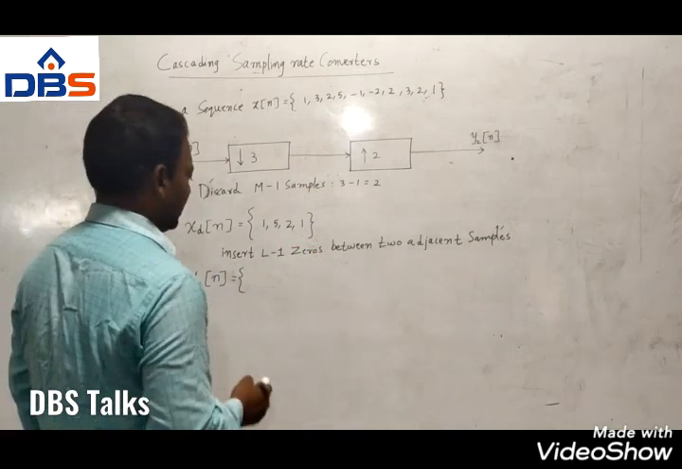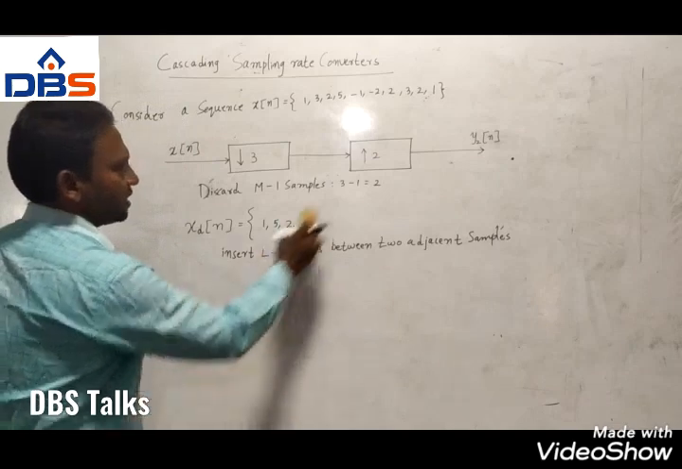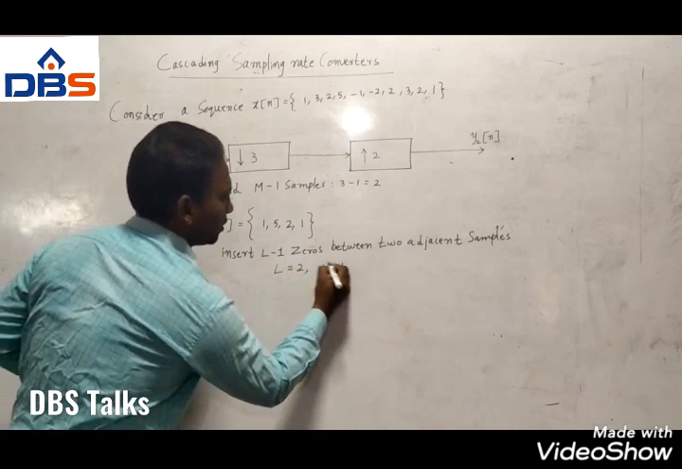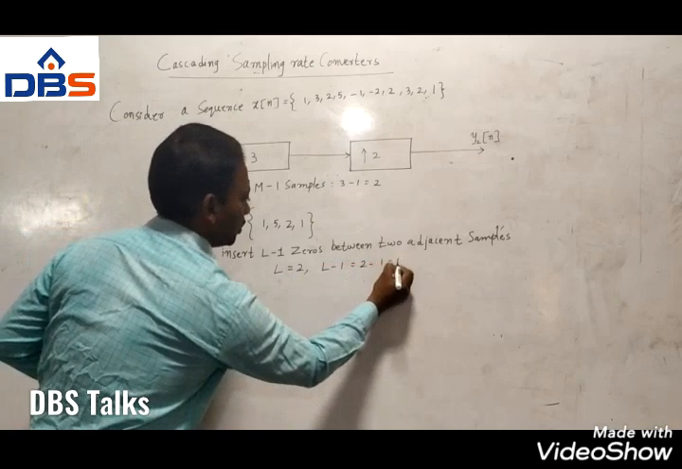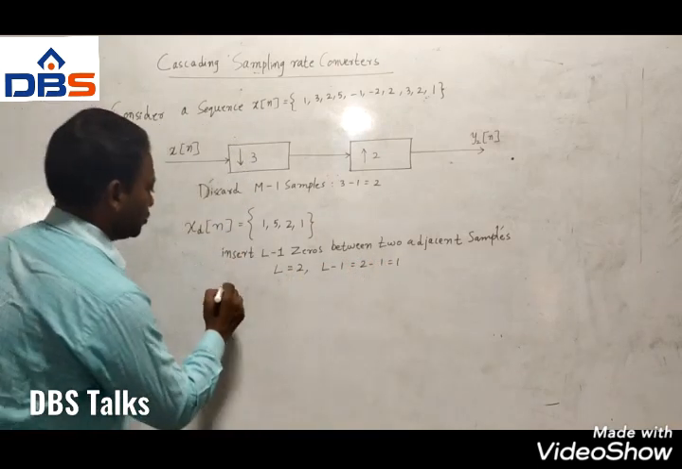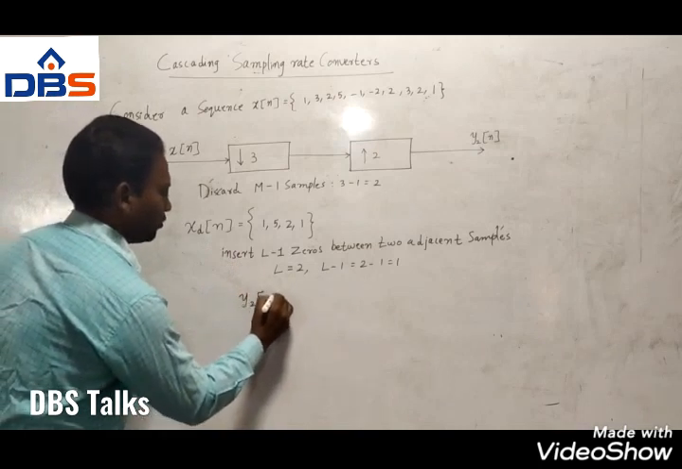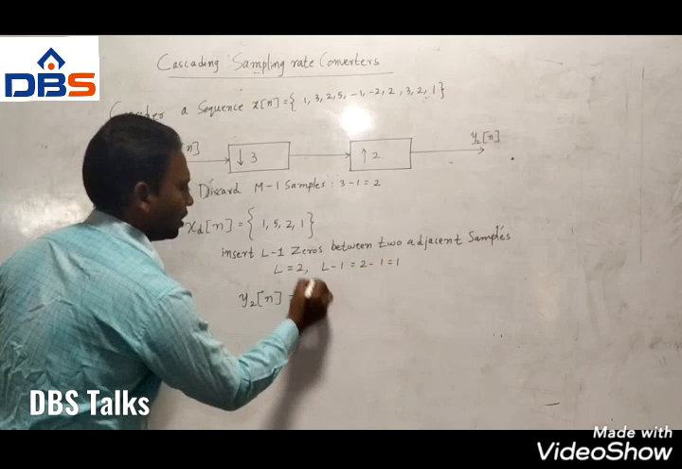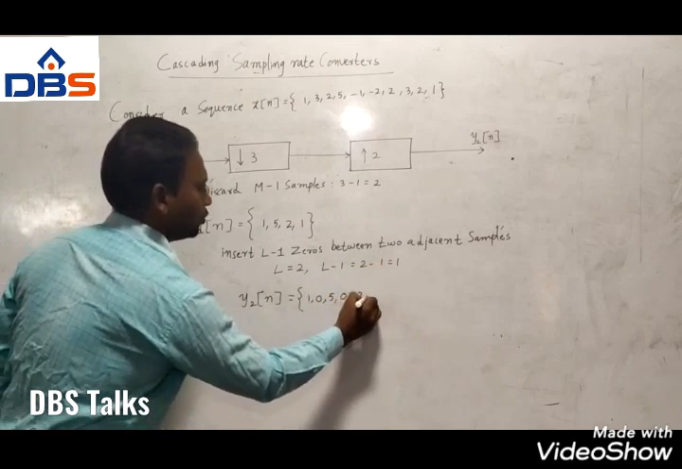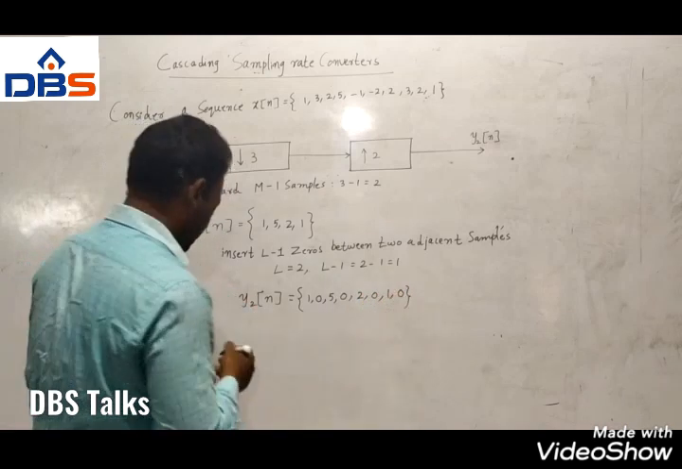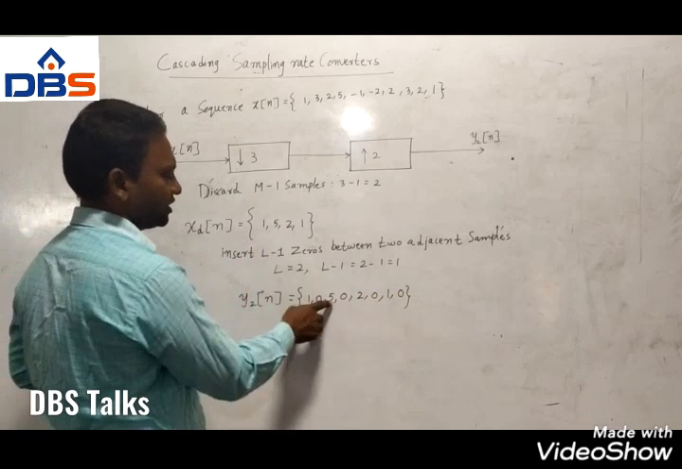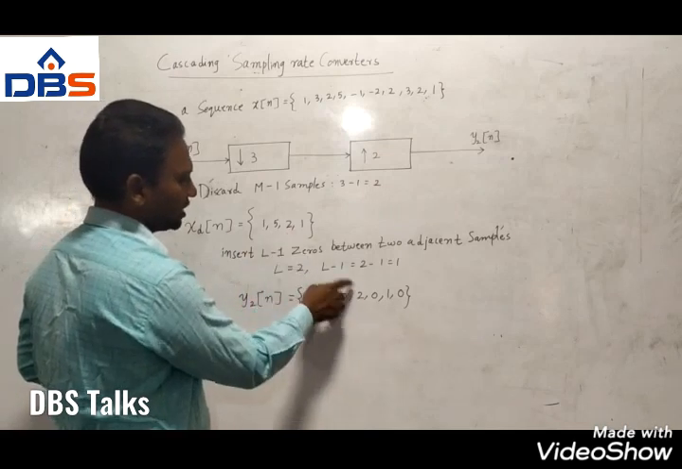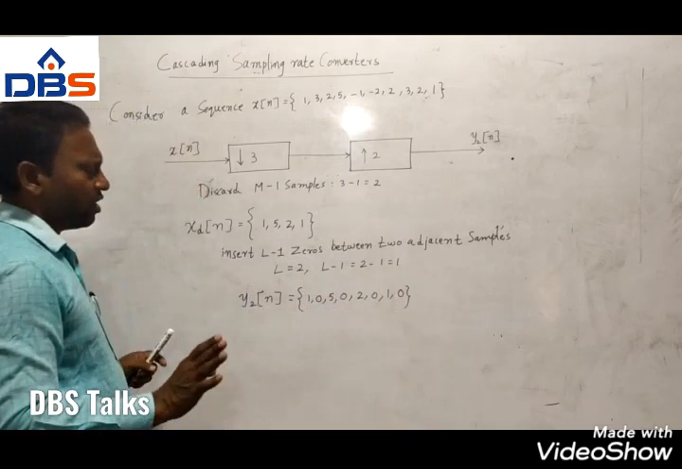Now you see, what is L? L is 2 in this case. This is the interpolating factor. So L minus 1 is 2 minus 1, equal to 1. One 0 we have to insert between the 2 adjacent samples. So y2n is equal to, first you take the first sample, then how many zeros do you insert? 1 0, then 5, 1 0, 2, 0, 1, 0. Just between every 2 adjacent samples we are inserting a 0. Here 1 is there, after that 0 is inserted, then 5 is taken, after that 0 is inserted, 2 is taken, like that. This is the output sequence.